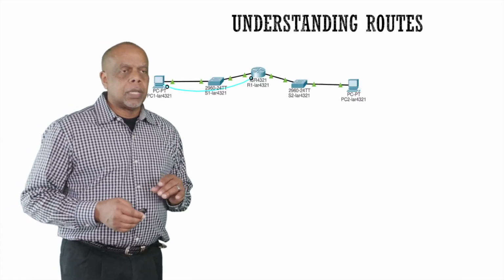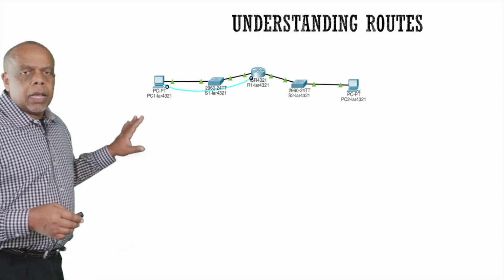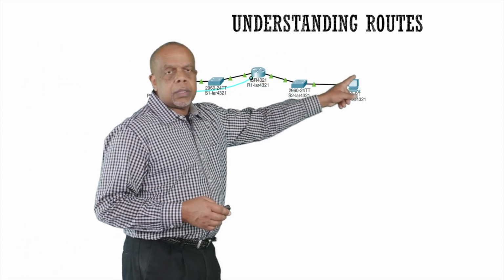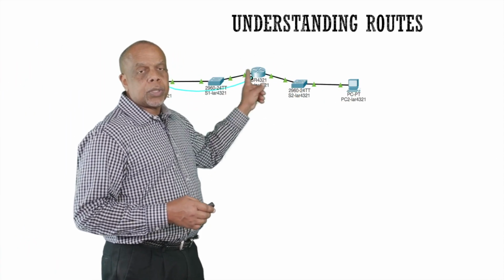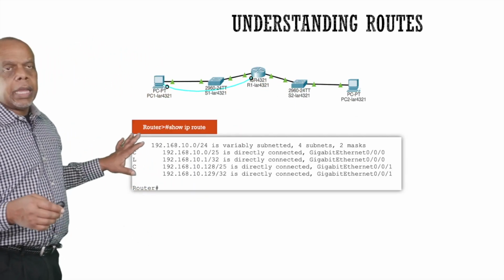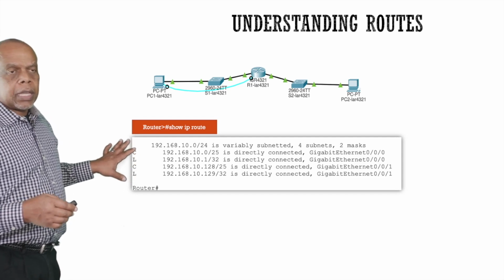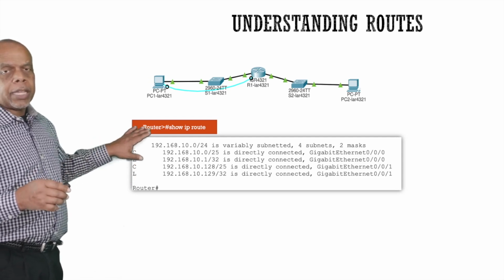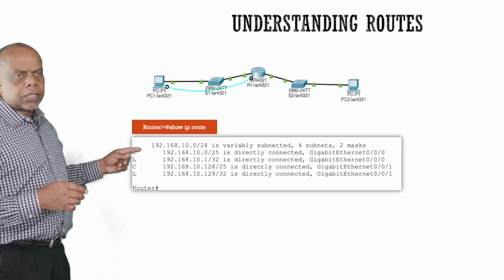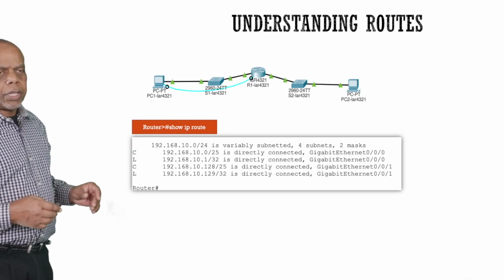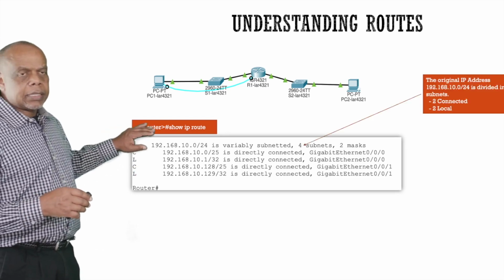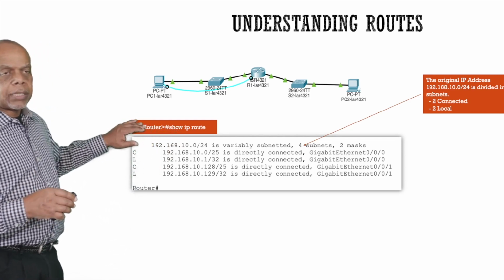So let's talk about routes, okay? Because these are two separate networks, two separate subnets, and this router is what's connecting these two subnets together. So when we look at a router interface, and we just type the command show ip route, it's going to give us some information here. Let's walk through what we're actually looking at here.